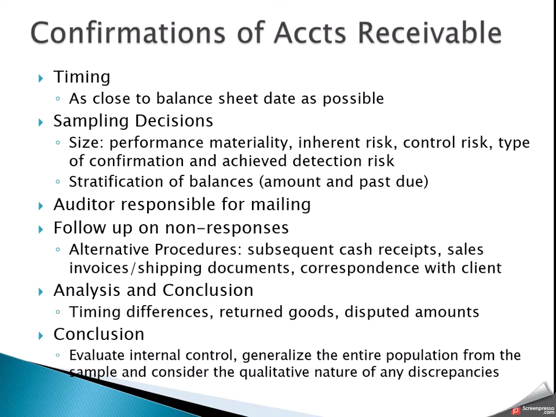The auditor also would follow up on any non-responses. So they would use some sort of alternative procedures, just like I talked about on the last slide. So look at subsequent cash receipts, invoices, and shipping documents. If the client could say, hey, this customer has been emailing me about this invoice and here's proof of it. So even though the customer didn't reply, they can say, here's some correspondence. Ordinarily, they don't look at that, but in this case, if the person did not confirm and there was some correspondence, they could look at that. Then they'll do an analysis and prepare a conclusion.